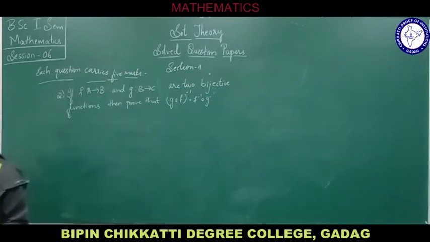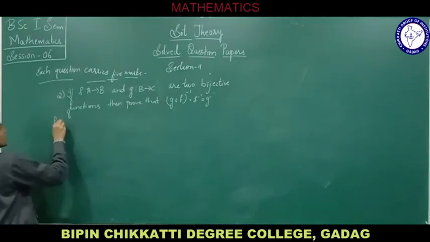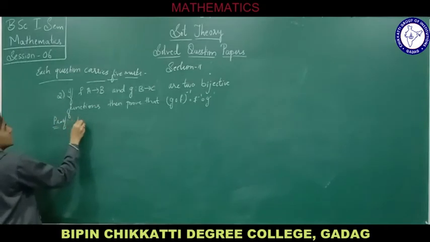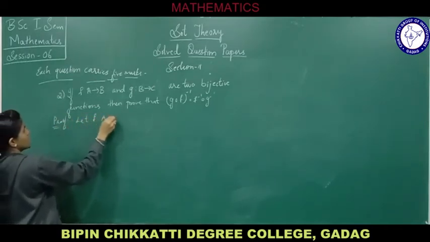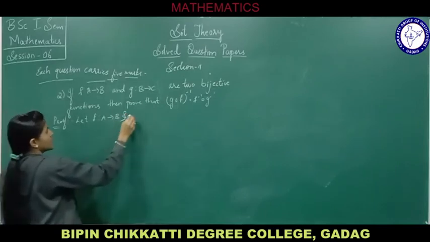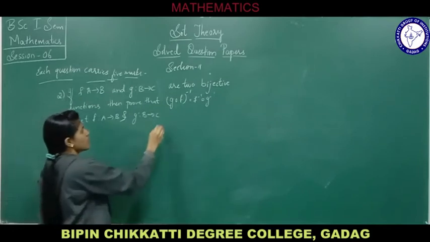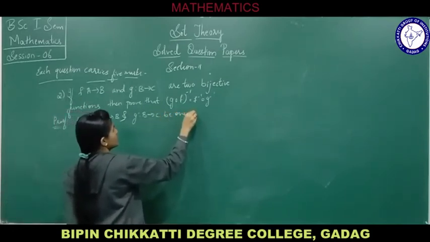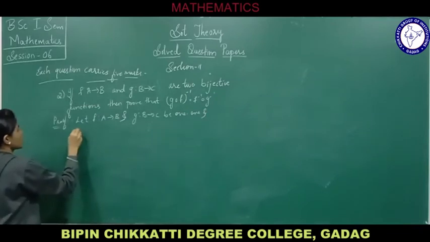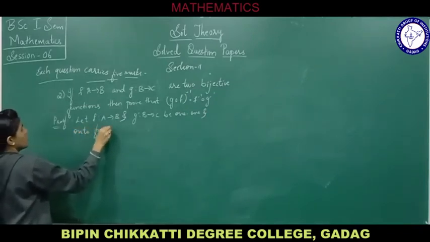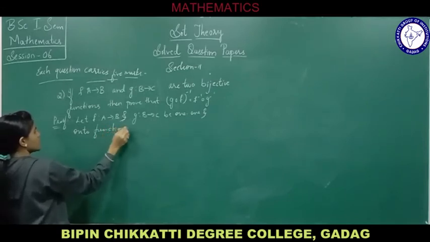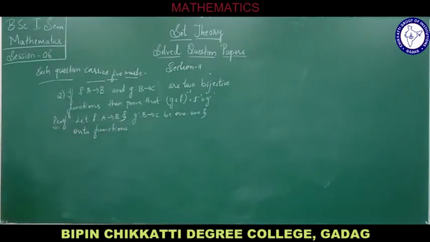These are the composition functions. We have already studied about it, right? Let us prove it. What have they given? Proof. Let f from A to B and g from B to C be bijective, meaning both 1-1 and onto functions. Bijective in the sense both 1-1 and onto, right? That is what we have written.